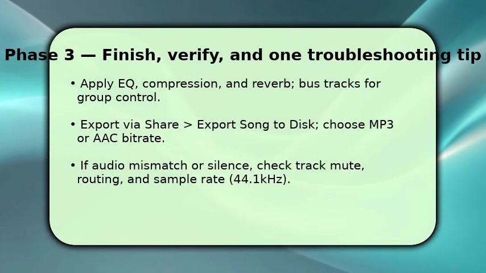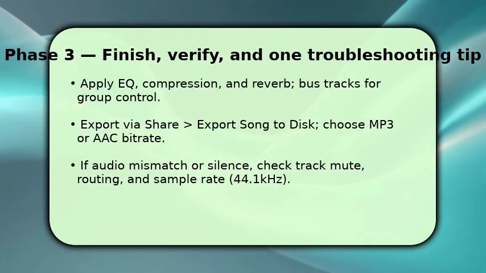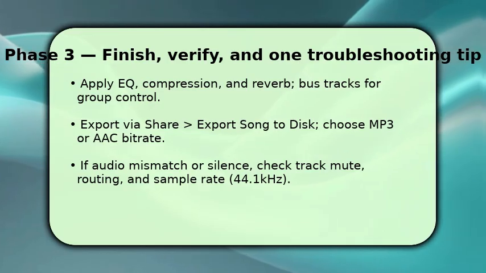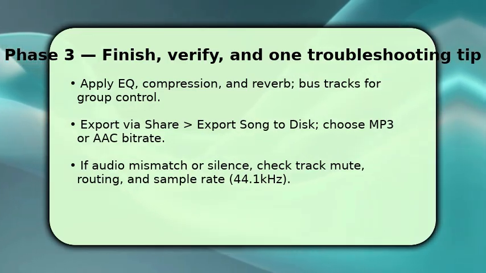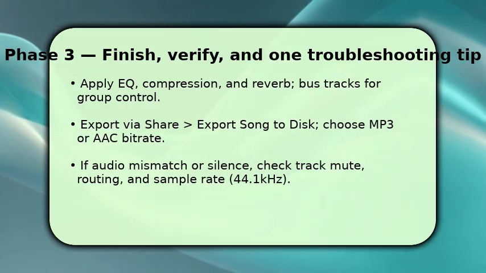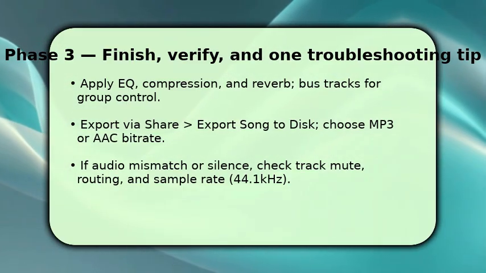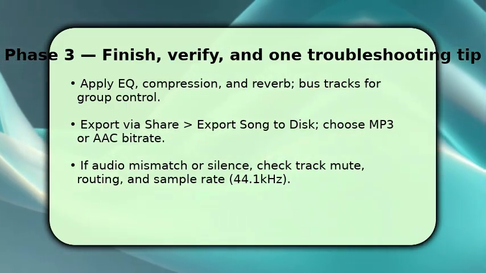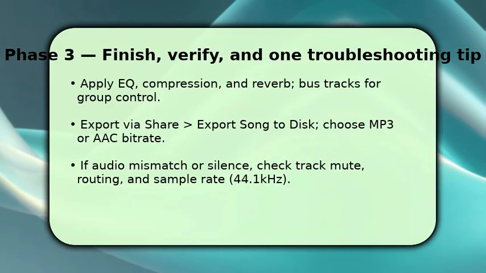When your arrangement is complete, add finishing processing. Gentle EQ to remove mud, compression for level control, and reverb for space. Bus similar tracks to a group for easier mixing. Once balanced, go to Share and Export Song to Disk, choose MP3 or AAC, and pick a suitable bitrate like 192/320 kbps. This preserves clarity for upload.